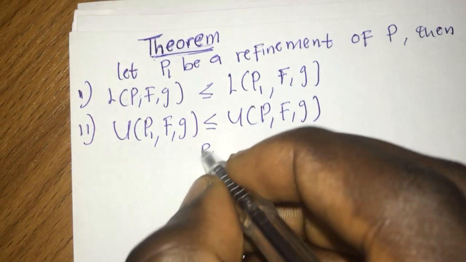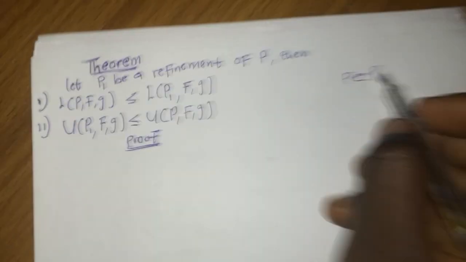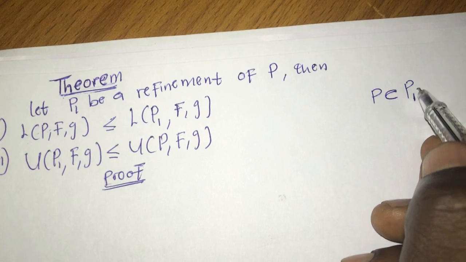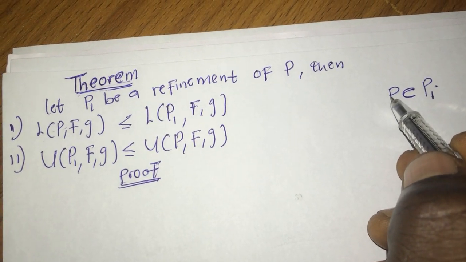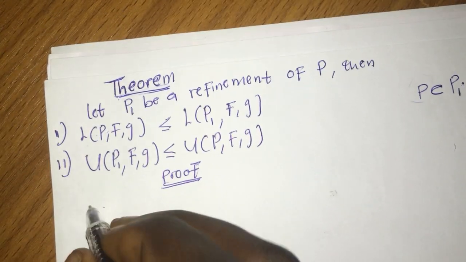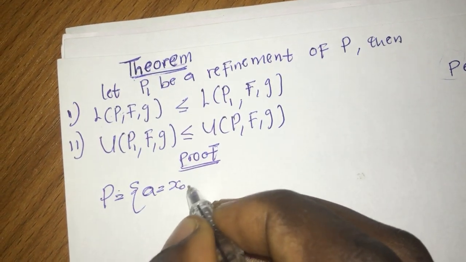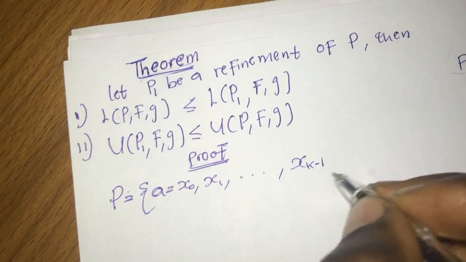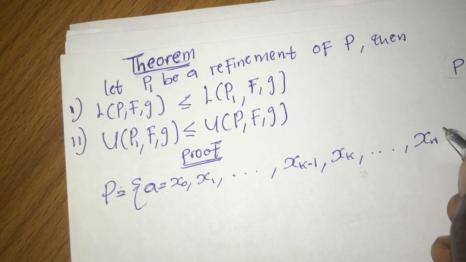Then we come back here. Now, proof. If P is contained in P1, this shows that there is an element in P1 that P does not have. Understand? And every element of P is contained in P1. So let's define P to be equal to a = x0, x1, ..., s_{k-1}, s_k, ..., xn.